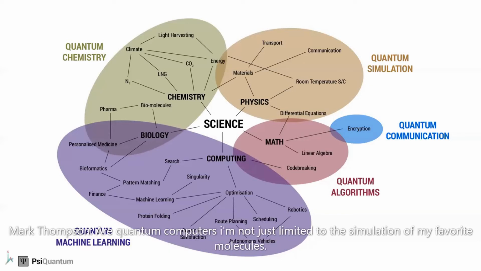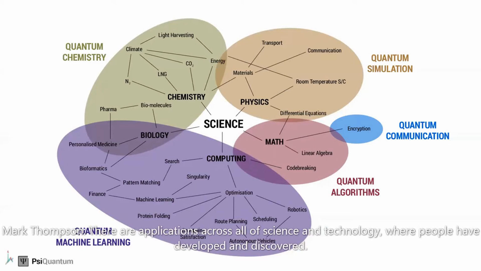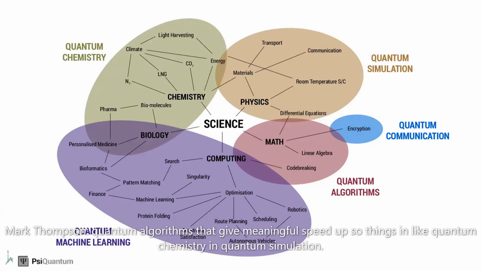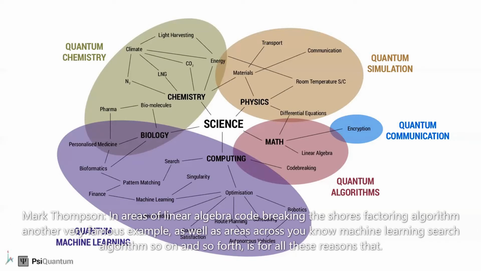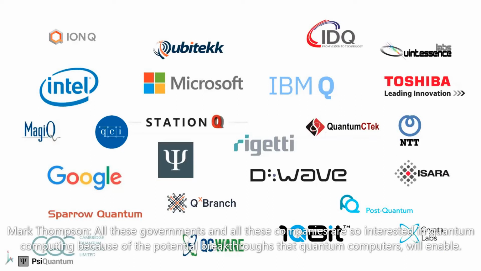Now, quantum computers are not just limited to the simulation of my favorite molecules. There are applications across all of science and technology where people have developed and discovered quantum algorithms that give meaningful speed up. So things like quantum chemistry and quantum simulation, areas of linear algebra, code breaking, the Shor algorithm, another very famous example, as well as areas across machine learning, search algorithms, and so on and so forth. And it's for all these reasons that governments and companies are so interested in quantum computing, because of the potential breakthroughs that quantum computers will enable.